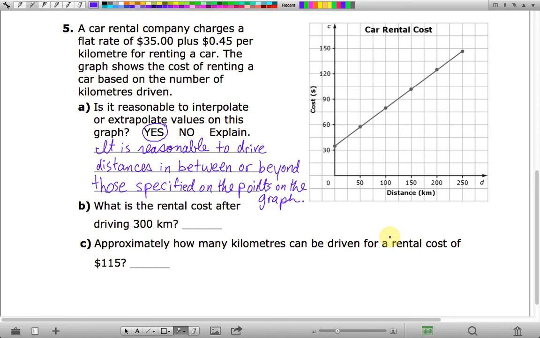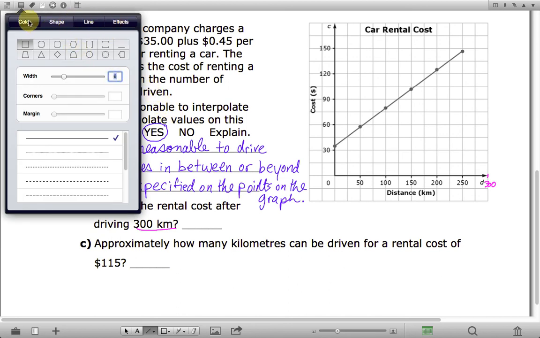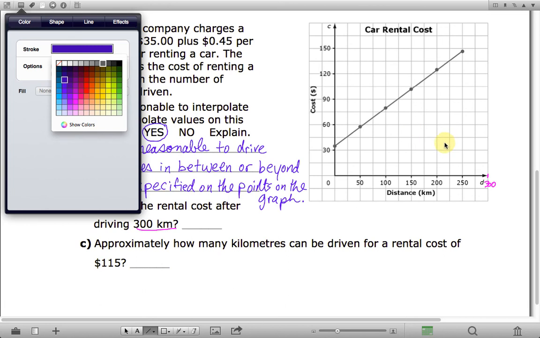So now part B, it's asking what is the car rental cost after driving 300 kilometers? So after driving 300 kilometers, so 50, 100, 150, 200, 250, and 300 is right at the edge of the graph here. So you can see that this is going to be an extrapolated point. I need to continue this line a little bit further. So let's see if I can, first of all, match that color. It's sort of a gray color. I should get my ruler here to do this properly. Let me get a color that would match.